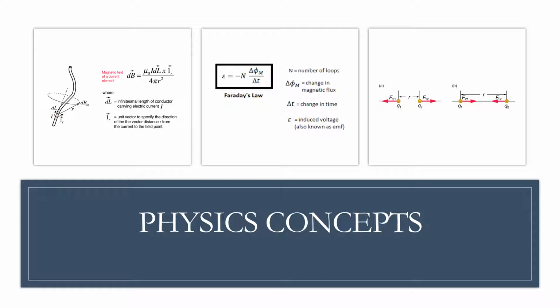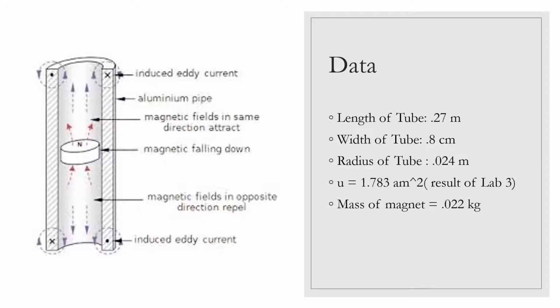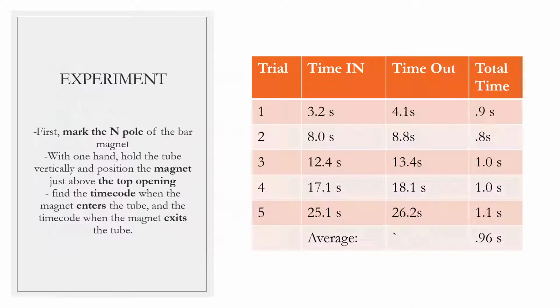For this lab, I found the length of the tube to be 0.27 meters, the width of the tube to be 0.8 meters, the radius of the tube to be 0.024 meters, mu to be 1.783 amp meters squared, which is what I got from lab 3, and the mass of the magnet to be 0.022 kilograms. These measurements will help with the computational model and to calculate anything for this lab.